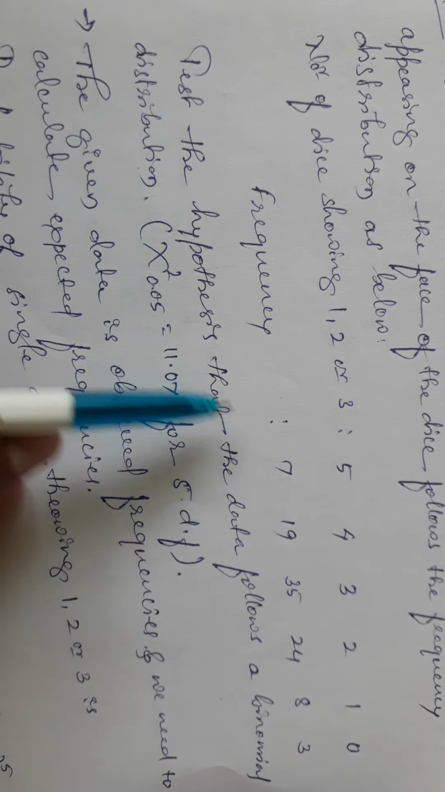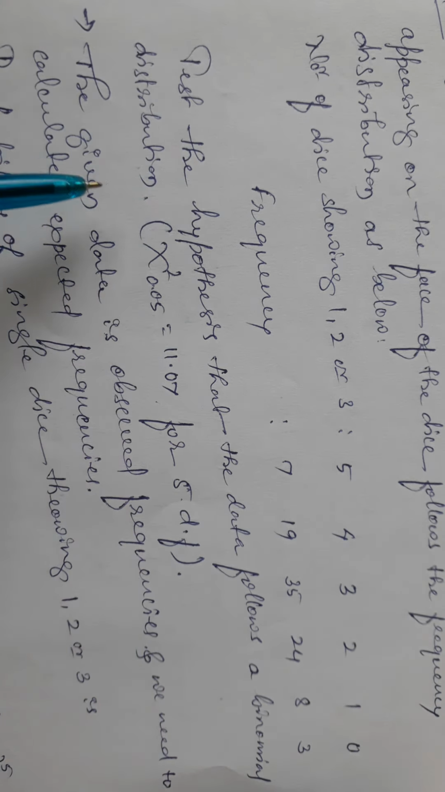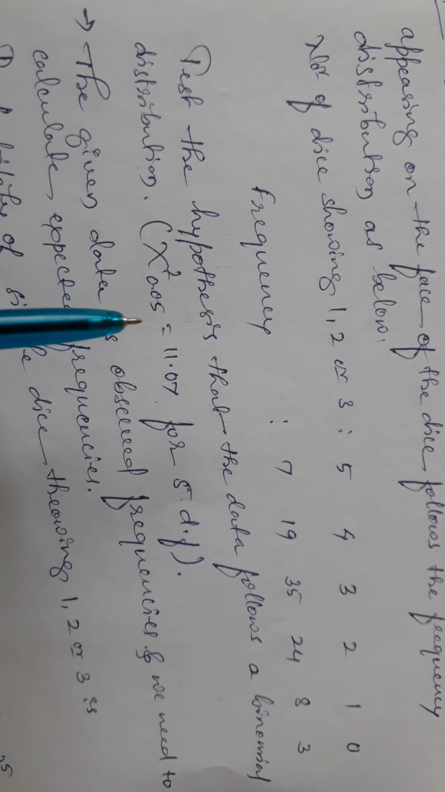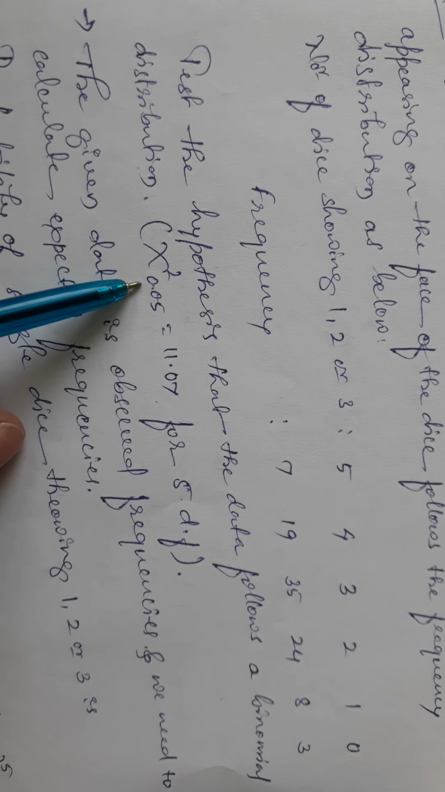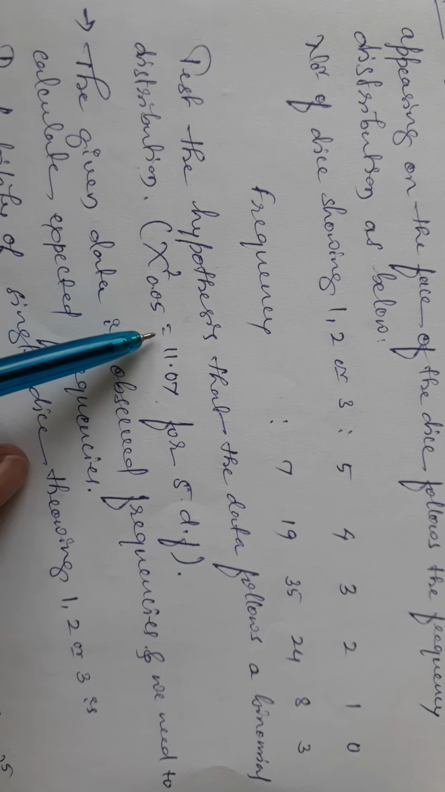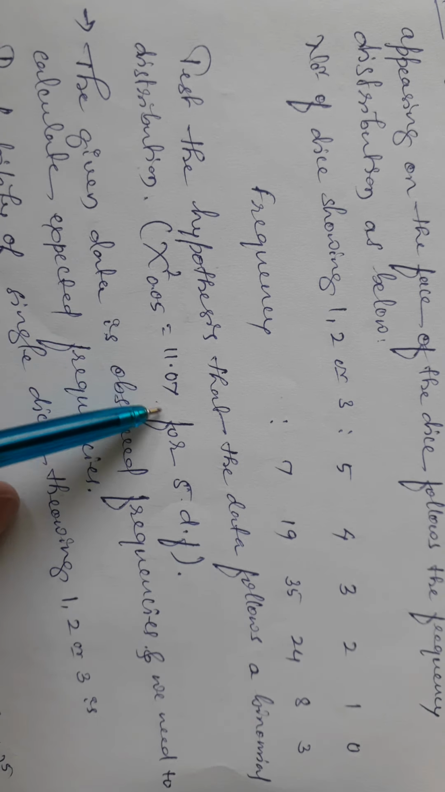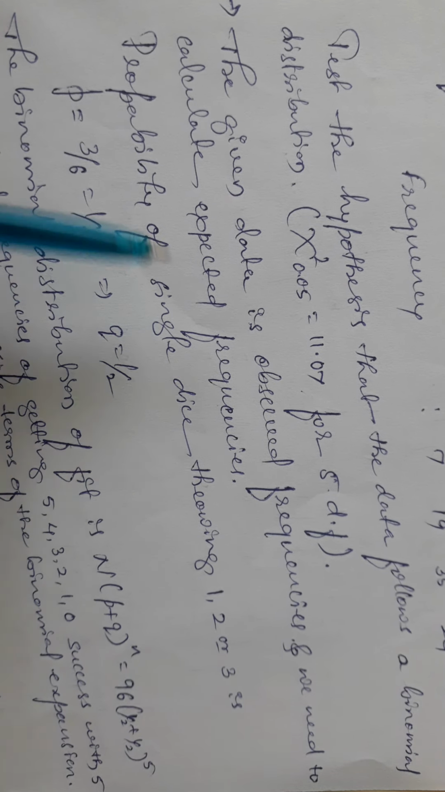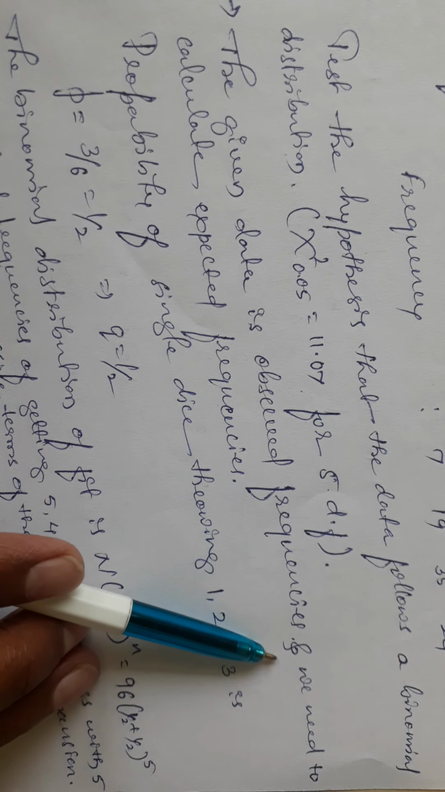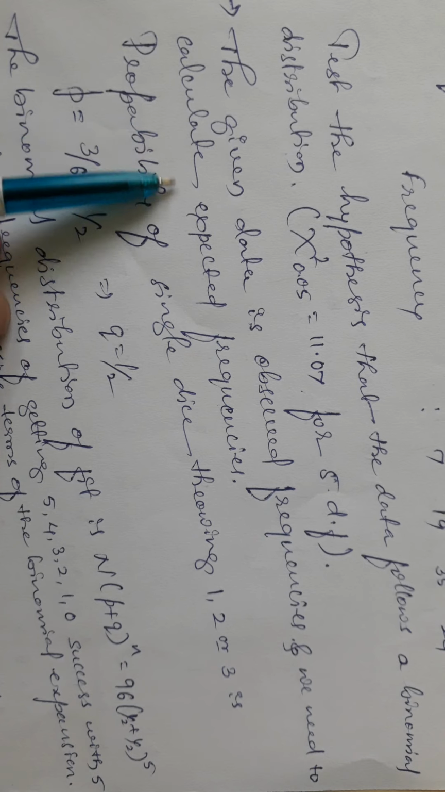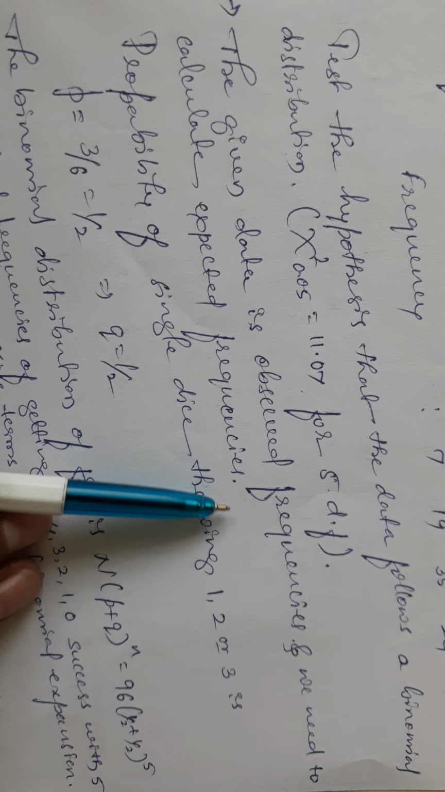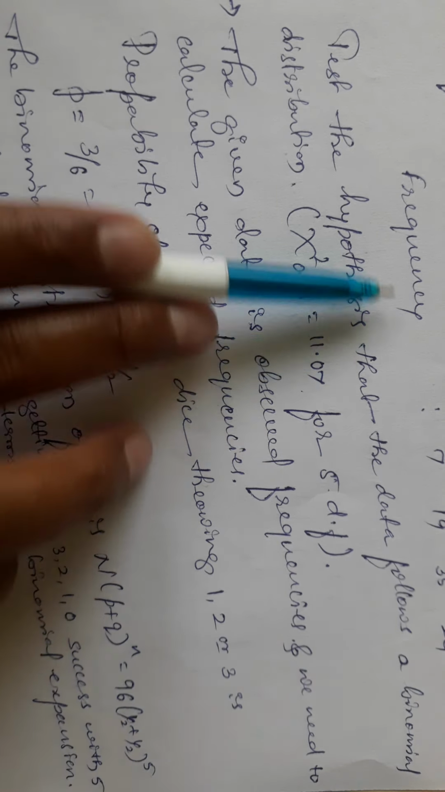Here our data follows a binomial distribution. Using the binomial distribution we need to calculate the expected values. Here the chi-square at the 5% level of significance is 11.07 for 5 degrees of freedom, which is given. The given data is observed frequencies and we need to calculate expected frequencies using the binomial distribution.